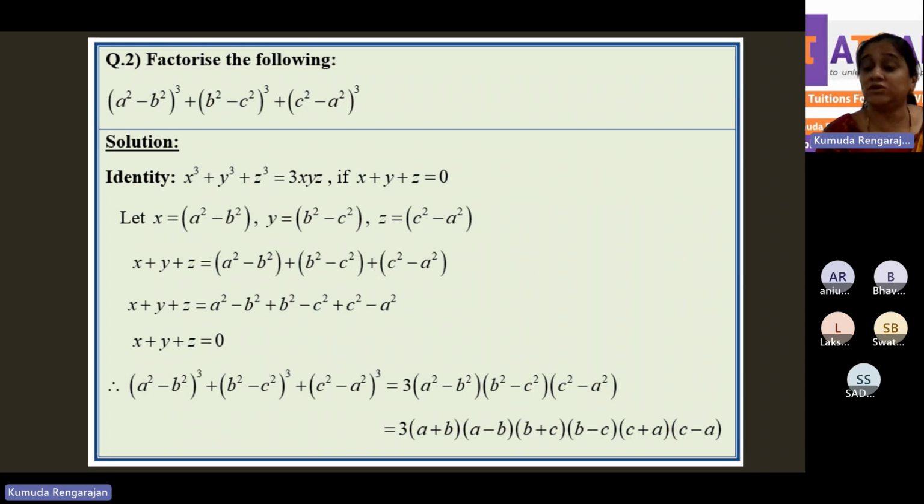That is a cube plus b cube plus c cube minus 3abc. That's not just a cube plus b cube plus c cube. A cube plus b cube plus c cube minus 3abc is equal to a plus b plus c into a square plus b square plus c square minus ab minus bc minus ca. This is just x cube plus y cube plus z cube minus 3xyz that you are saying.